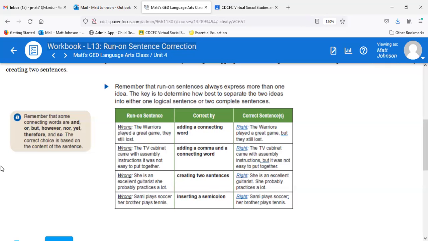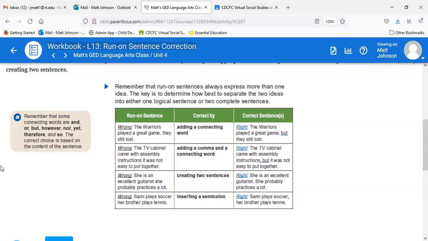And another incorrect one. Sammy plays soccer, her brother plays tennis. Okay. Insert a semicolon. Right, that lets the reader know that there's an and basically represented there. Sammy plays soccer; her brother plays tennis. That's a simple way to fix it.